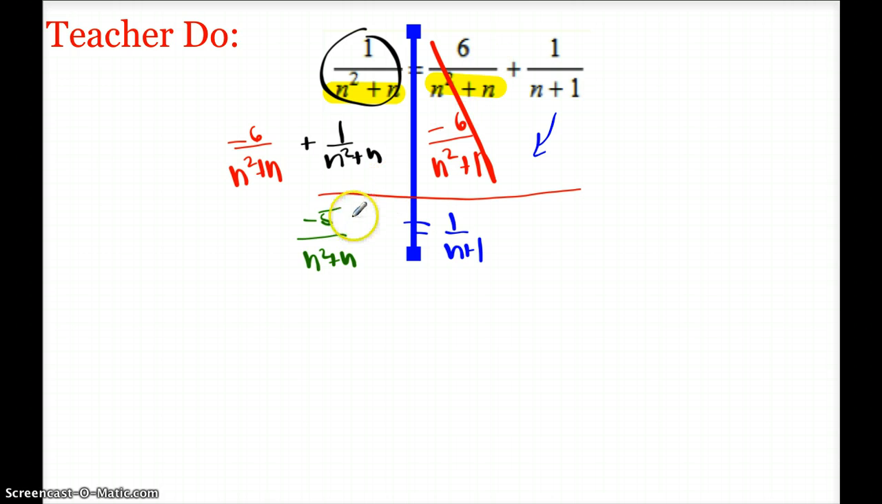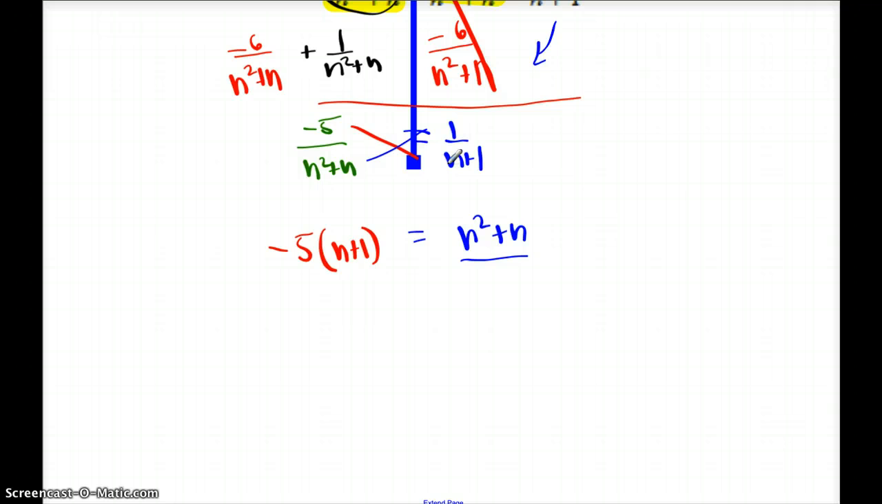Cross multiply these two, negative 5 times n plus 1, and on the other side, I'll have n squared plus n. Now the reason why this one's a lot trickier when you look at it is it's going to require a little bit more factoring on a different level. Again, this is binomials. Okay, so I can't factor like I did before. Every time I have a binomial, I'm going to make sure that I factor out a GCF first, or if I can, difference of squares.